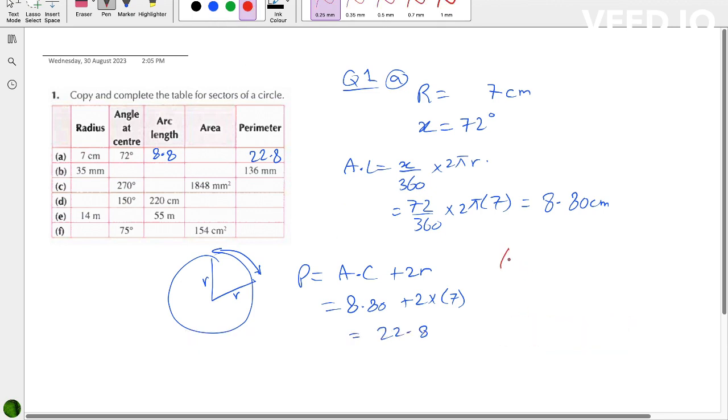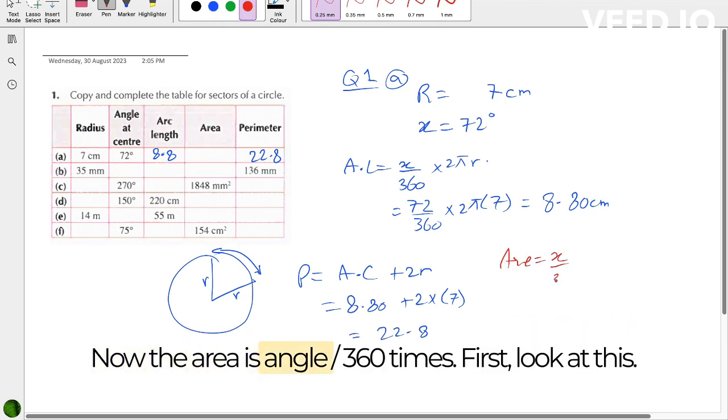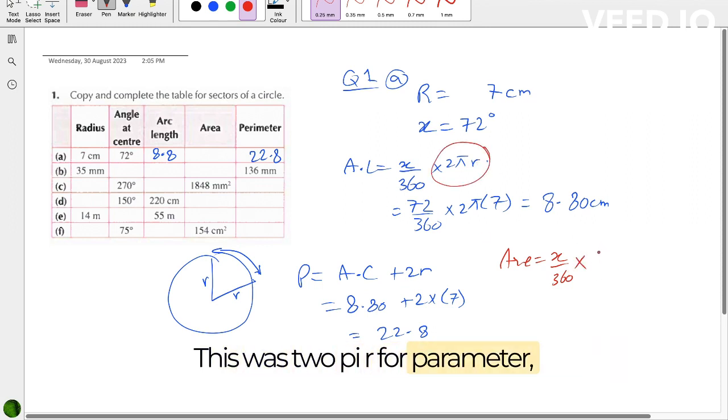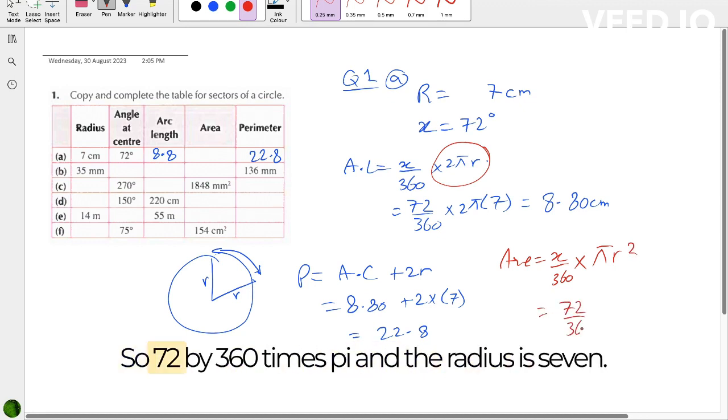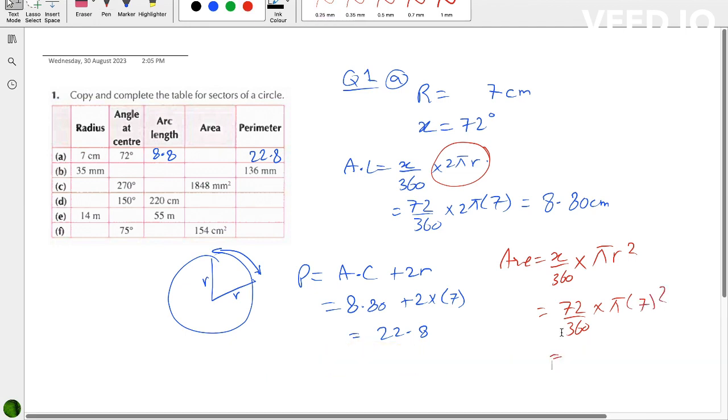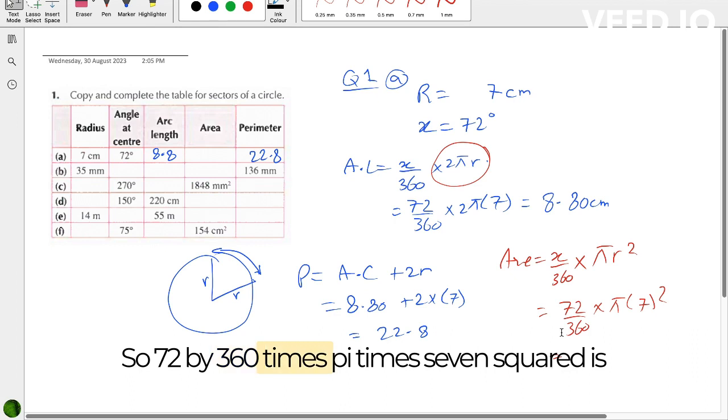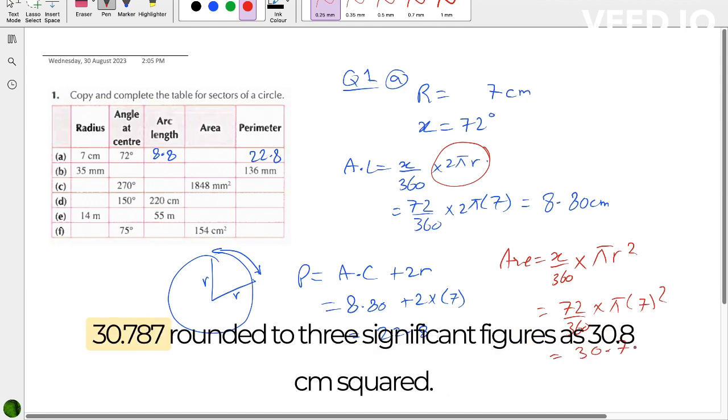For the area, now the area is angle by 360 times pi r square. First look at this, it was 2 pi r for perimeter, but now it is pi r square, so do not mix these. So 72 by 360 times pi, and the radius is 7. So 72 by 360 times pi times 7 squared is 30.787, rounded to 3 significant figures is 30.8 centimeters square.